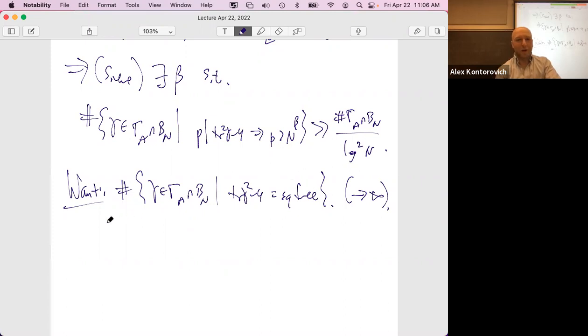So what I will do is lower bound this by just the set of gammas in this set S.